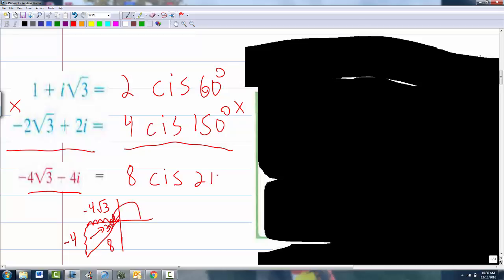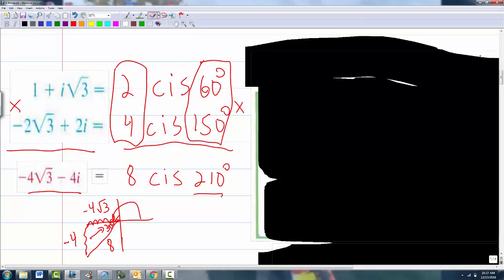Now this is the time for the extrapolation. Try to make an extrapolation. How could I multiply these numbers when they're in cis form? Go ahead, you give me one part. You add the angle measures together? What's 60 plus 150, everybody? 210. Can someone extrapolate the other part? You multiply the R's. That's it.